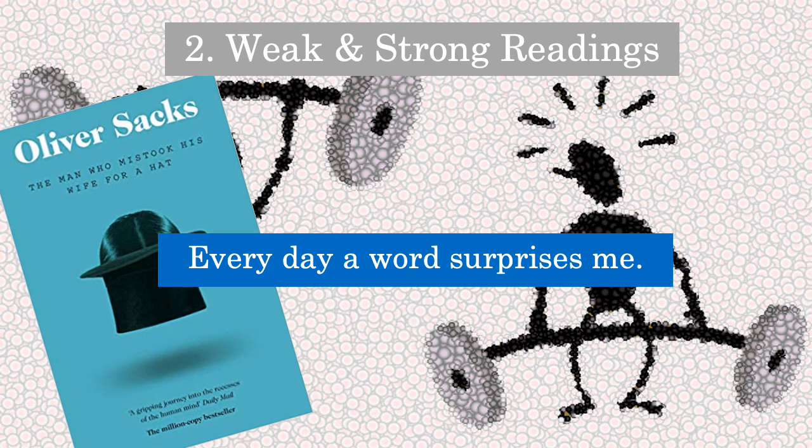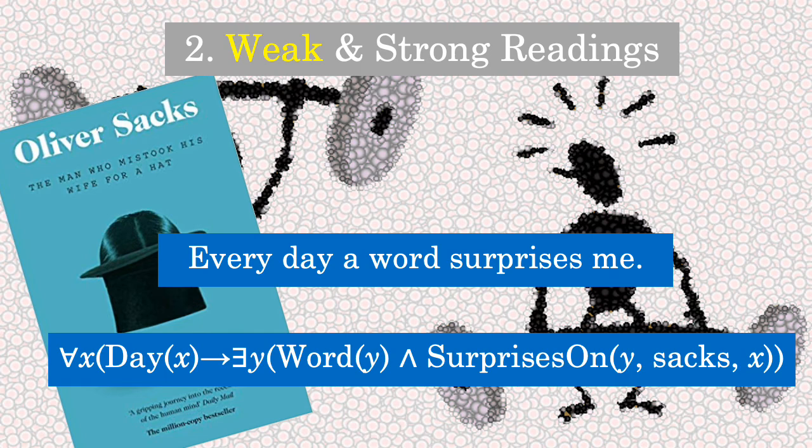So some of you may be familiar with the work of Oliver Sacks. He's a British neurologist who writes a lot of popular science books. So one of his nice quotes is, "Every day a word surprises me." And this is a really nice example of a sentence which has a clear reading, but formally speaking, admits of both a weak and a strong reading. Since it'll prove instructive, let me be exceedingly pedantic about what this is saying. This is saying that each day that happens, there's presumably a new word which surprises Oliver Sacks, right, on that day.